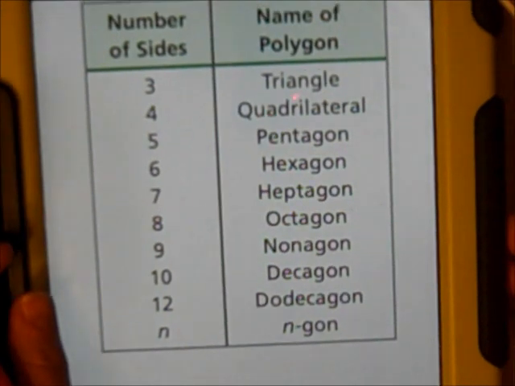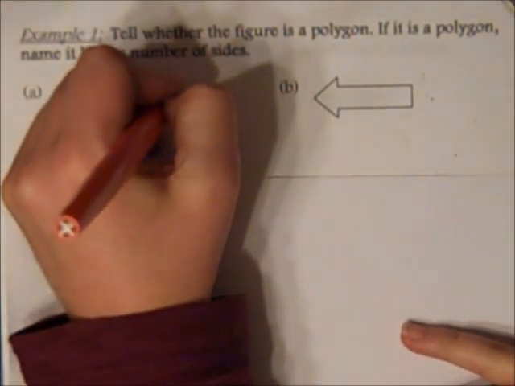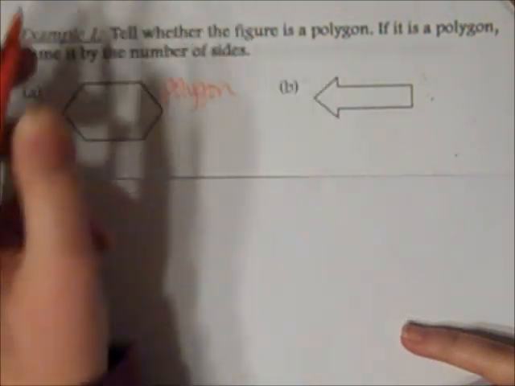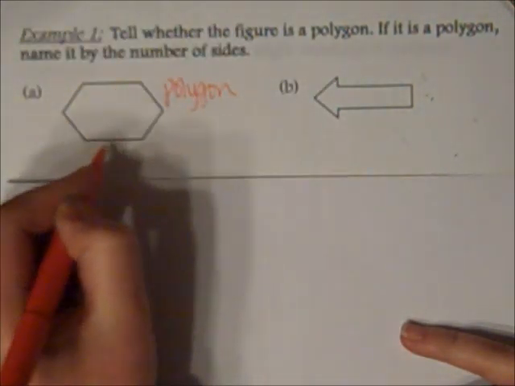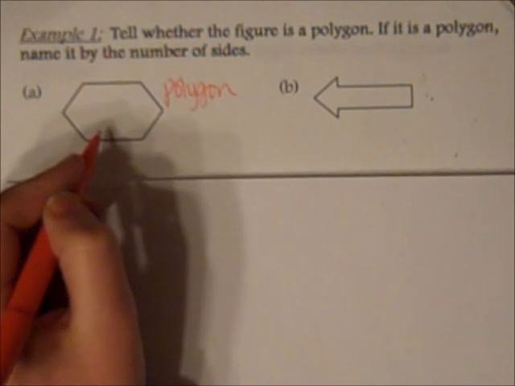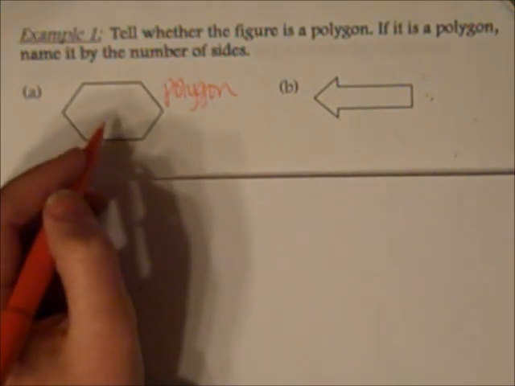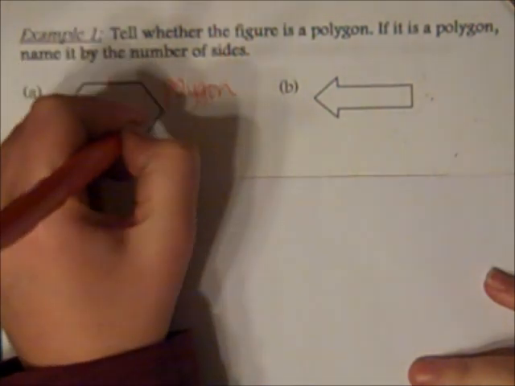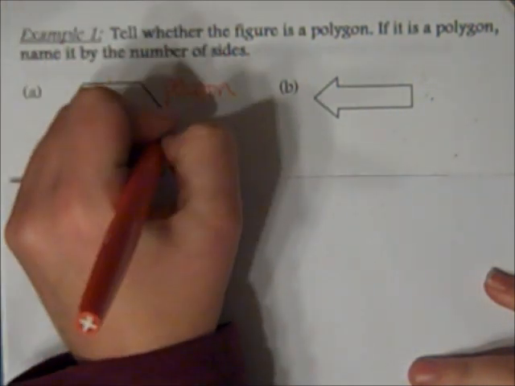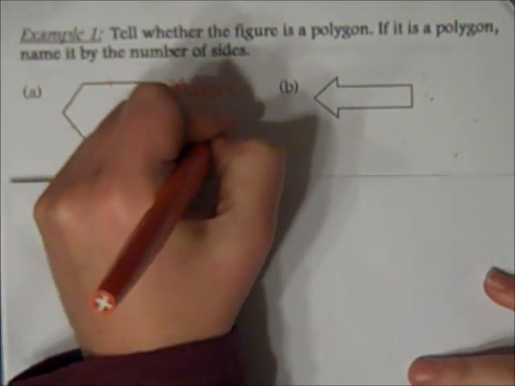Okay, so the first example, we are going to just tell if it's a polygon or if it's not, and if it is, how many sides does it have. So this would be a polygon because the sides are straight lines, and it doesn't cross in the middle, it's not open, and so this means a polygon. And so we just count the sides: 1, 2, 3, 4, 5, 6. This has 6 sides, so it's a hexagon.